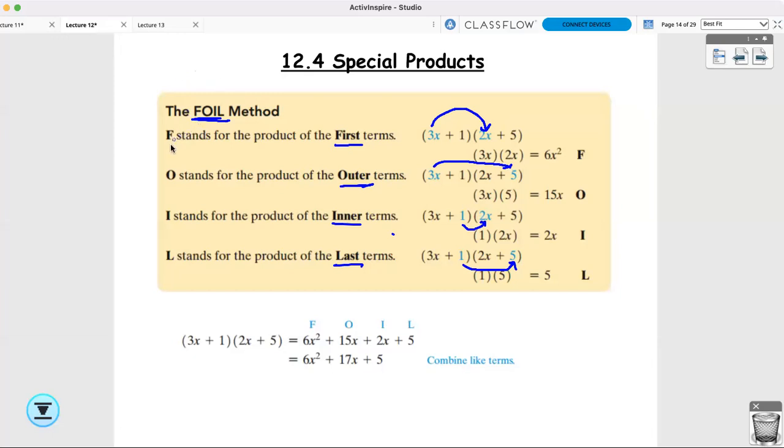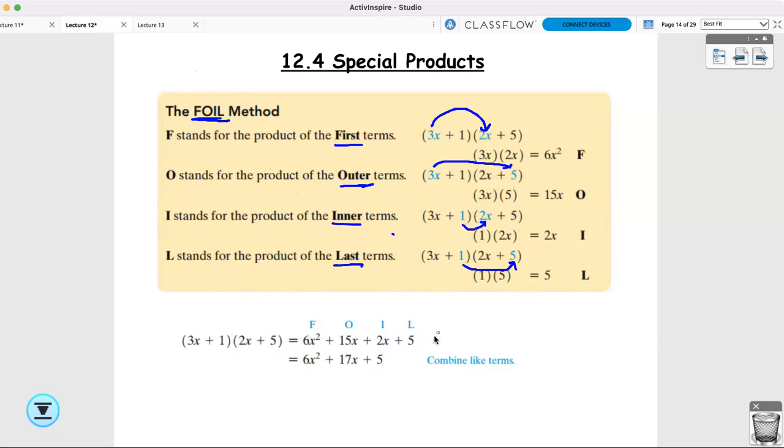So FOIL stands for: F is the first terms, which is the first arrow, 3x times 2x, which is 6x squared. O stands for the outside terms, which is 3x and 5, which is 3x times 5, which is 15x. I stands for the inner terms, which is 1 times 2x, which is just 2x itself. And then L stands for the product of the last terms, 1 times 5, which is still 5.